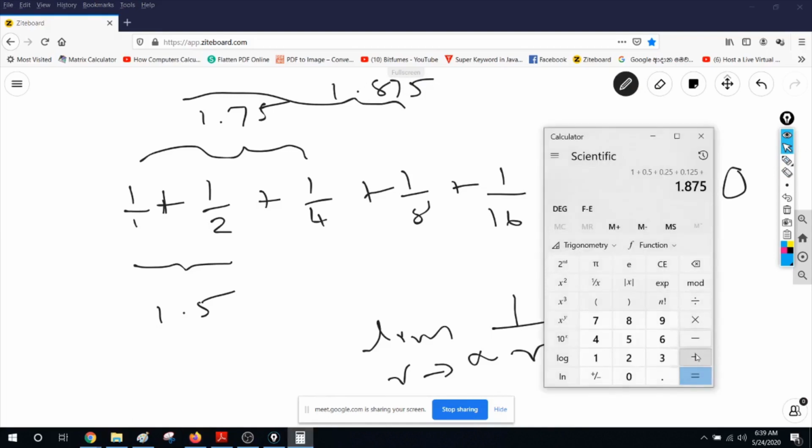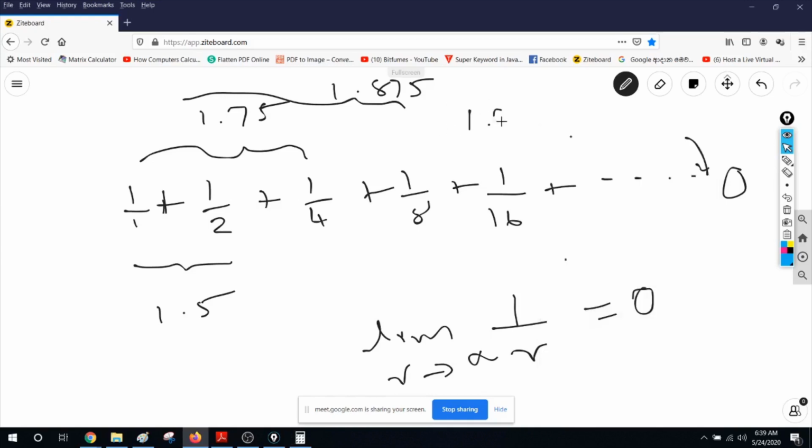So let's take one more. Now I took 1/2, 1/4, and of course 1 over 8, so now I have to add 1 over 16, and then it will be 1.93 something. Now you can see that it keeps on increasing.